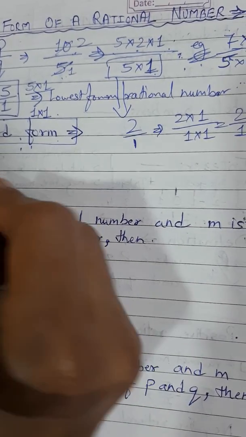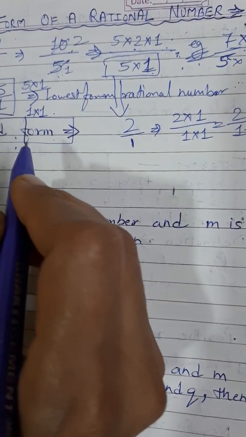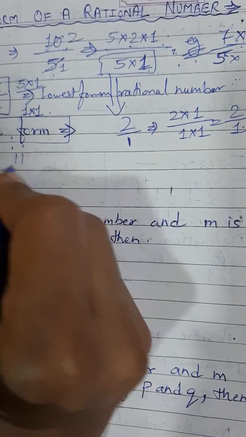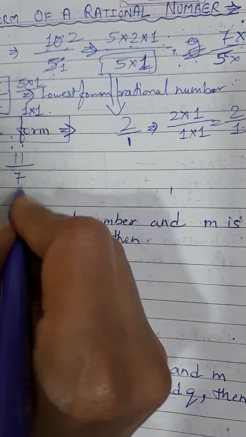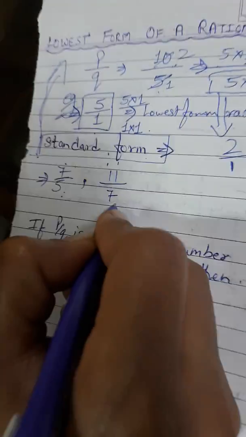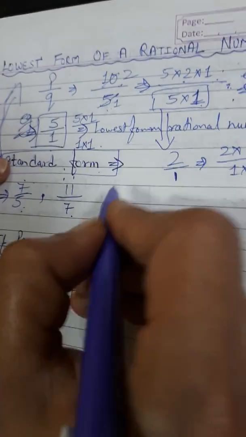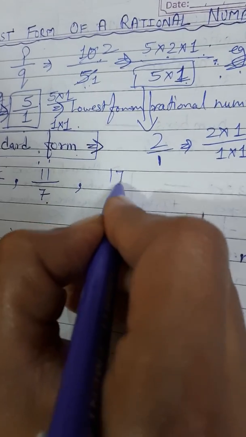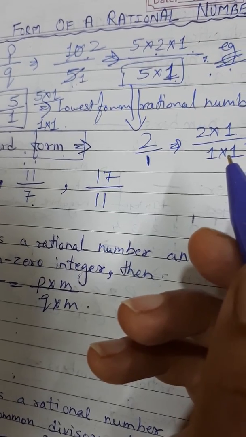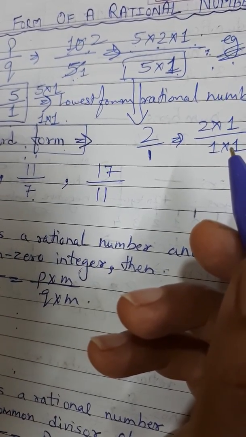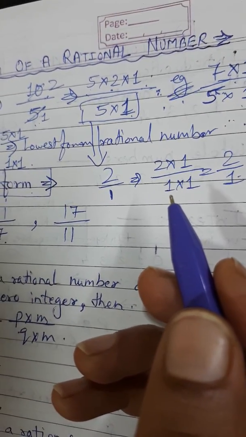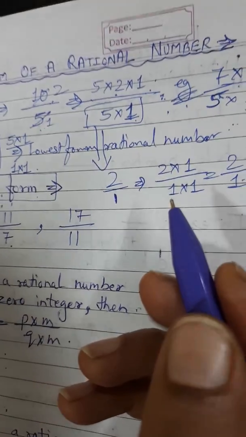Okay, so many examples are there. We can take other numbers also, like 11 upon 7. This is also not divisible by any other number, so this is also a standard form. Suppose we take 17 upon 11. This is also the lowest form of a rational number, and it will also not divide by any number. So these are all standard forms of a rational number, or the lowest form of the rational number.